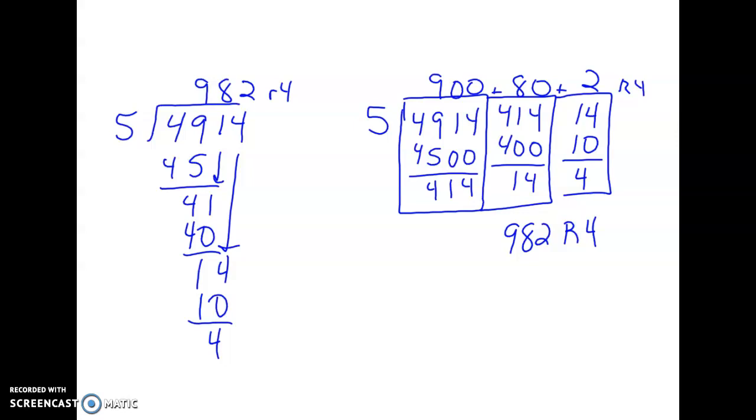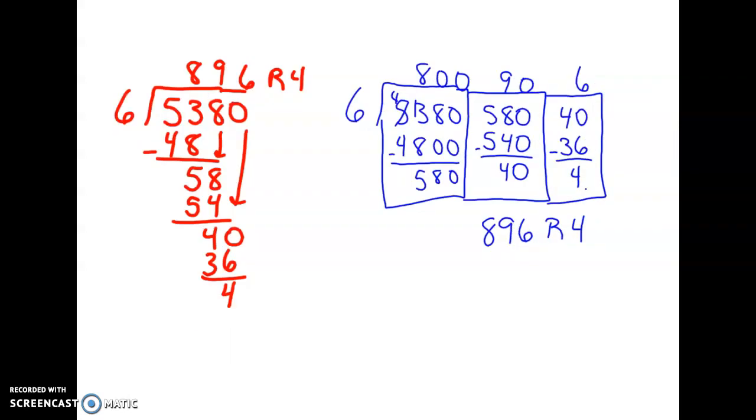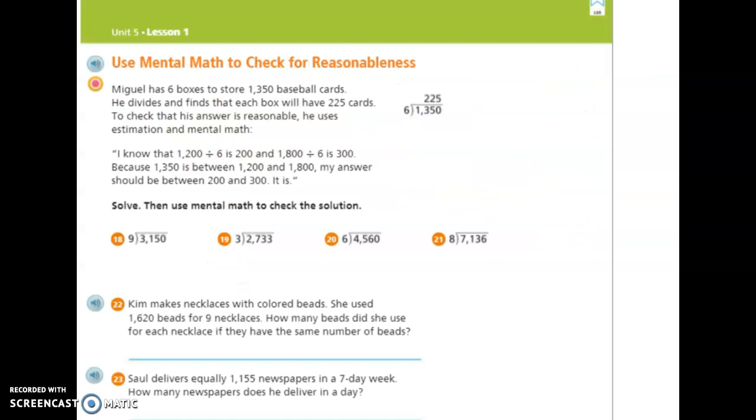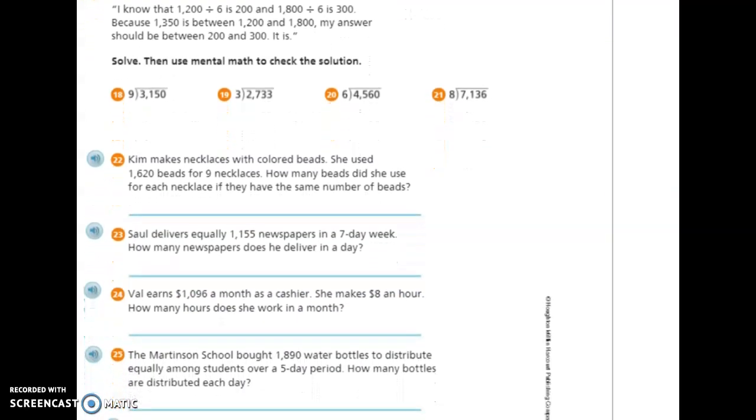Let's try one more before you go. And let's see how you do. Bear with me here. All right. Let's go on to the next page so you guys can have some space. Let's try a word problem.